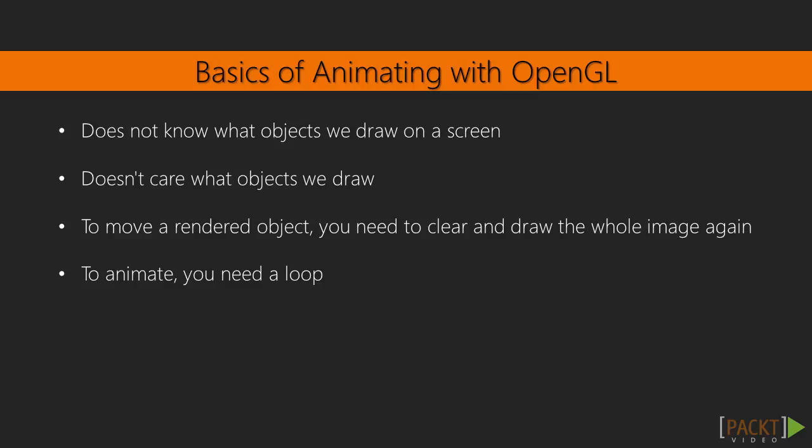Since OpenGL is a rendering library, it does not know what objects we draw on a screen. It doesn't care if we draw a cat, a ball, a line or all of these objects. So, to move a rendered object we need to clear and draw the whole image again. To animate something we need a loop that draws and redraws everything very quickly and displays it to a user, so that the user thinks she sees an animation.